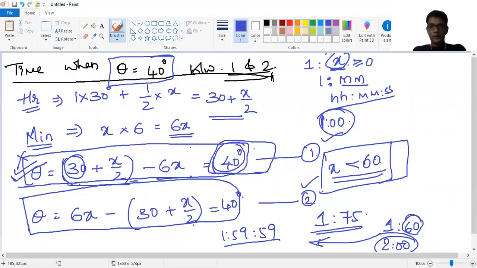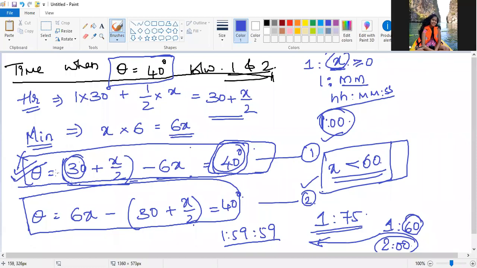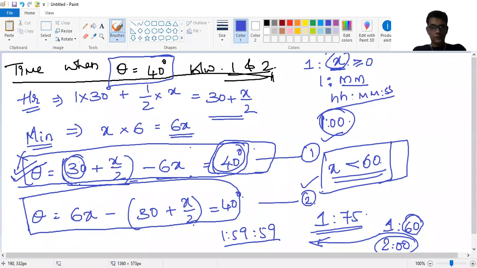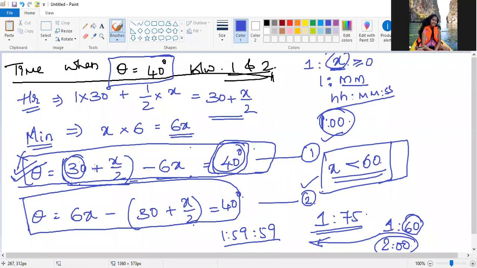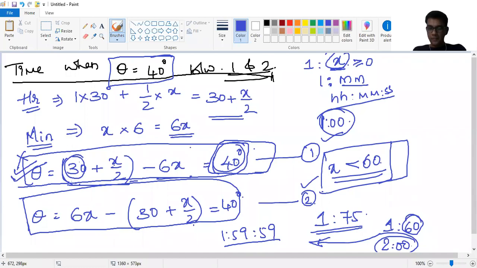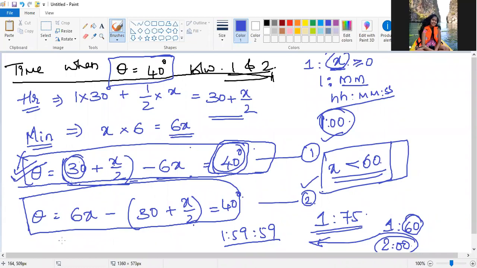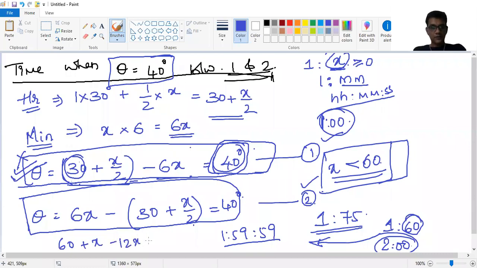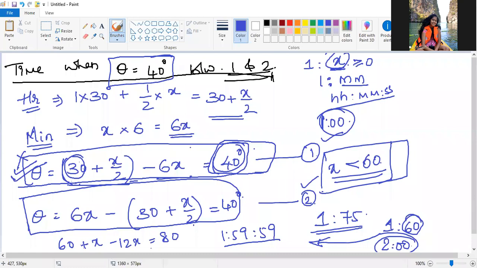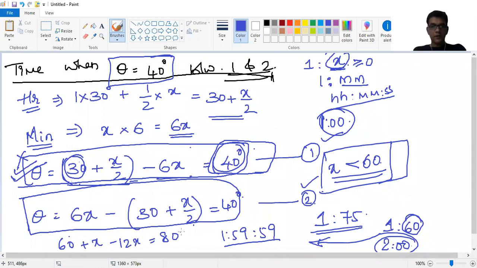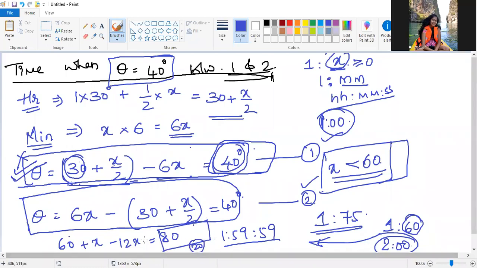Okay, so you multiplied by 2 throughout, right, Snehali? So the 2 below will get cancelled. What values did you get when you multiplied by 2? You got 60 plus x plus x minus 12x, which should be equal to 80. Now, when you take the 60 to the right hand side, it doesn't become minus 20. It still remains as plus 20. Okay, thank you.